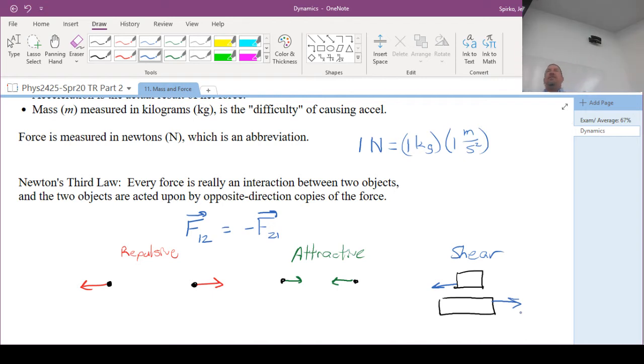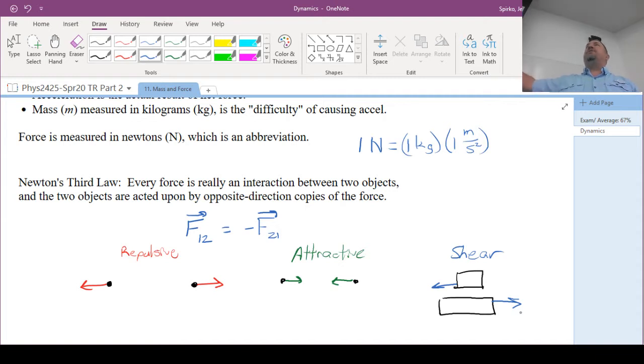So repulsive and attractive forces are easy to think about as far as directions go because they represent the idea of pushing and pulling. The shear force has the objects lined up in one direction, but the forces are in the perpendicular direction. That's what makes a shear force what it is.